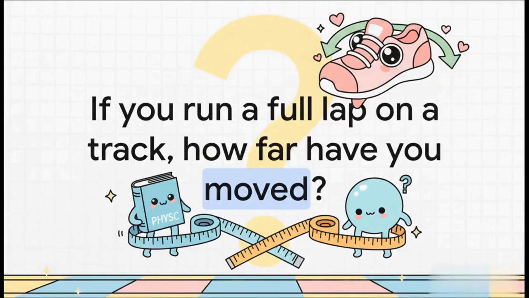So let's start with a little brain teaser. Picture this. You run one full lap around a 400-meter track. You finish right back at the starting line. So how far have you moved? Now, you might think there's one obvious answer, but in physics, there are actually two correct answers, and understanding why is the key to our very first big concept.